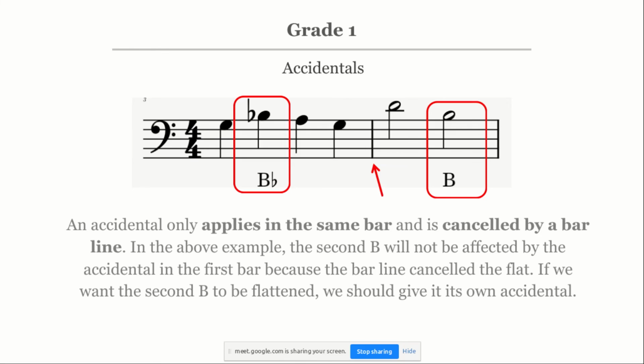So assuming that in the first bar there is a flat, and then in the second bar a natural is introduced. Will that bar be a flat or a natural?